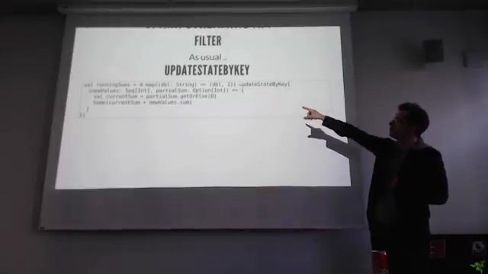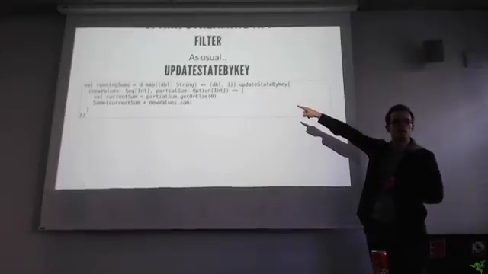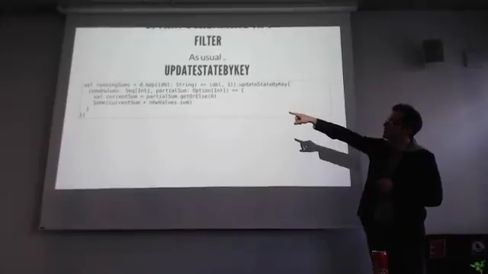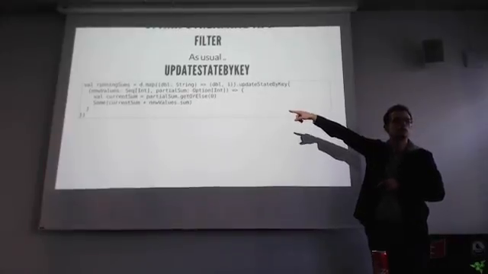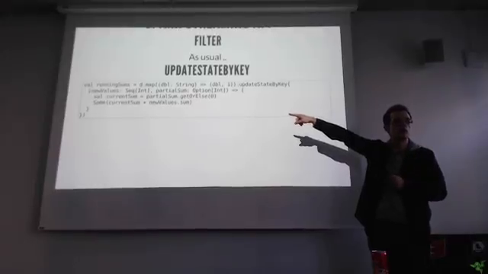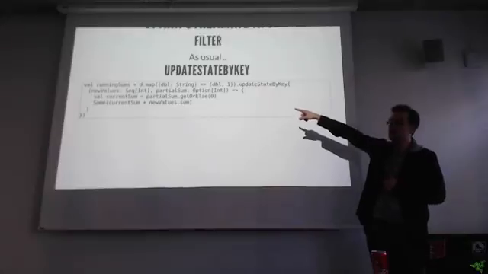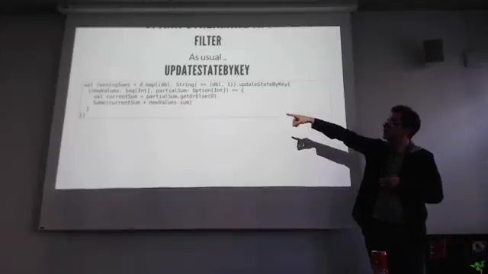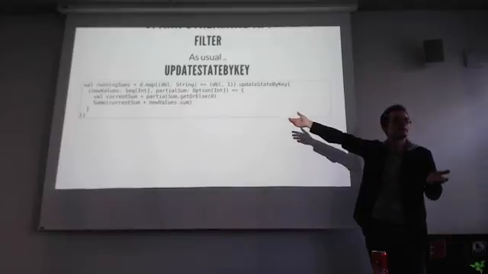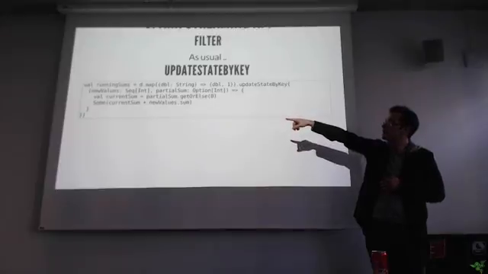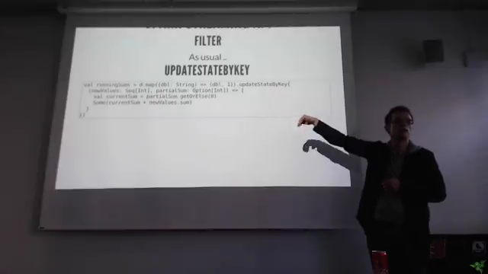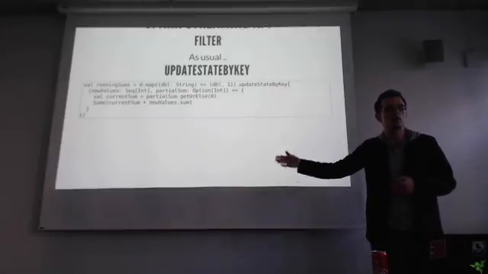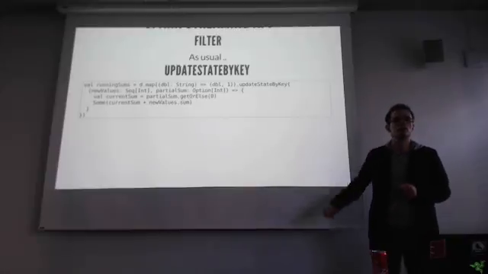Let's go through the first batch. I get house, 1 as a first tuple. Update state by key goes through with new values, which is the sequence of 1, okay? A one-element sequence with first element 1. Partial sum is none because I don't have a count for house so far. Current sum is partial sum getOrElse 0, because partial sum is none. And I return current sum, which is 0, plus new values dot sum of the sequence of 1, which has only one element, is 1. Okay, I return sum 1.